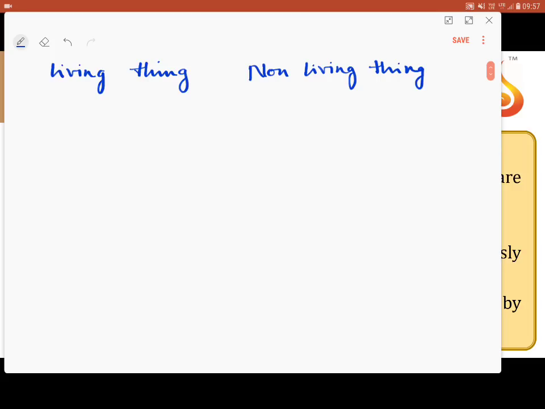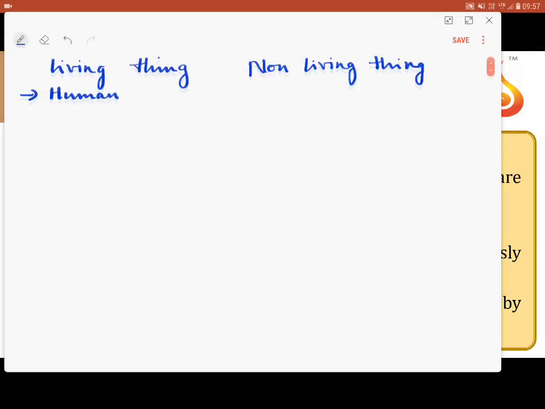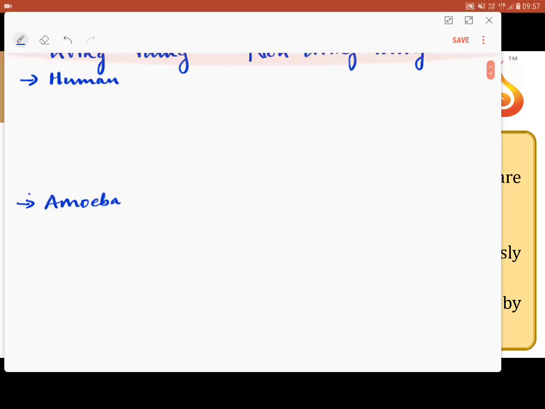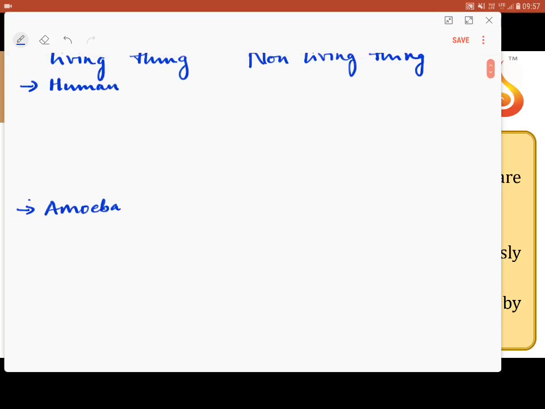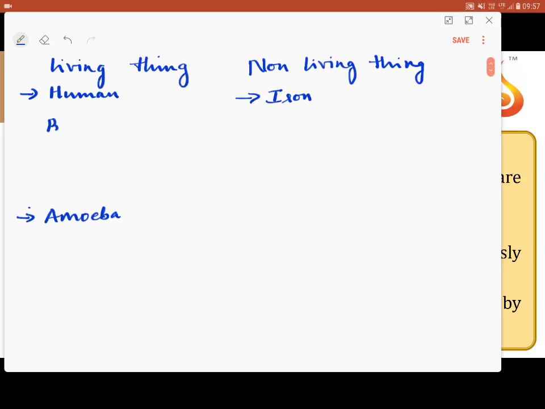Let's take examples. In this case, I have human, and I will also take one more example as amoeba. Non-living thing, I will take an example as iron. Let's see whether each of them grow. A human baby grows into an adult.